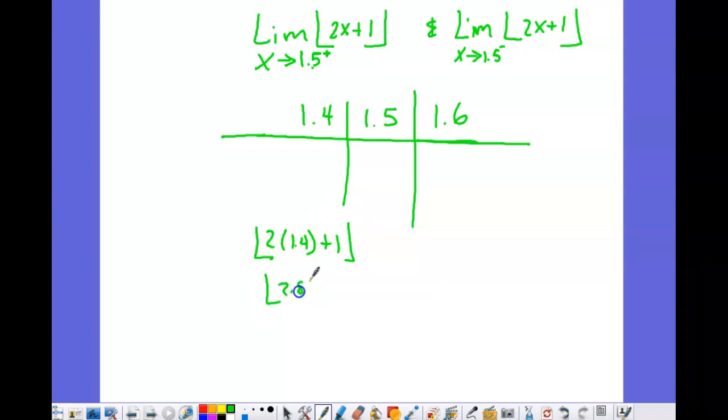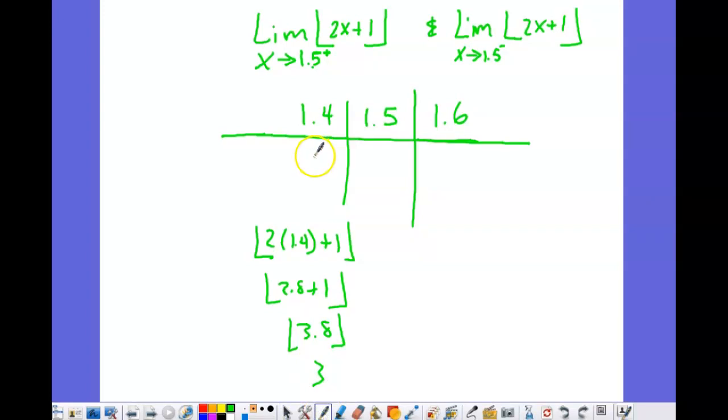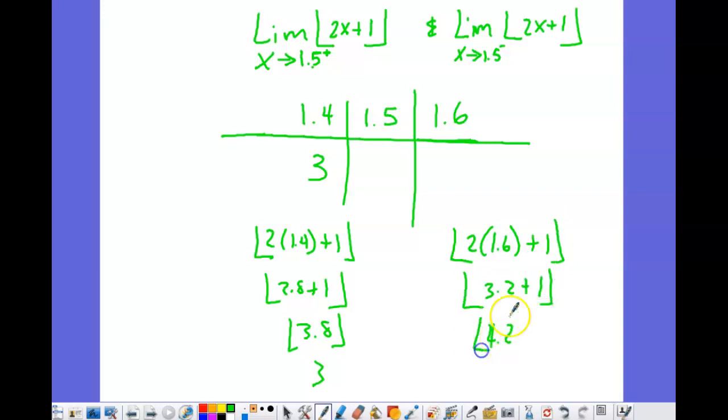So that's going to be 2.8 plus 1, which is 3.8, and that is 3. So when I plug in 1.4, I get 3. Let's see what happens when I plug in 1.6. That would be 4. And just for the heck of it, let's see what happens when we plug in the number in the middle, which is the one I'm trying to approach. No, let's not. There's an answer there. I just don't care about it.